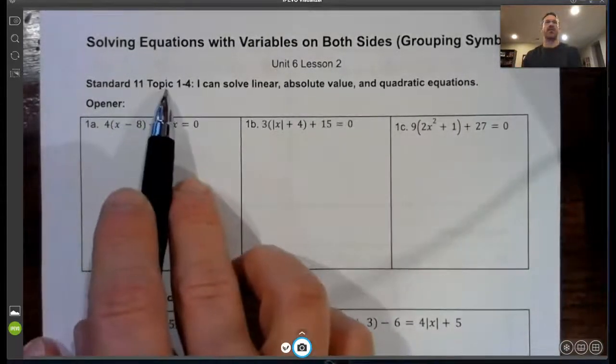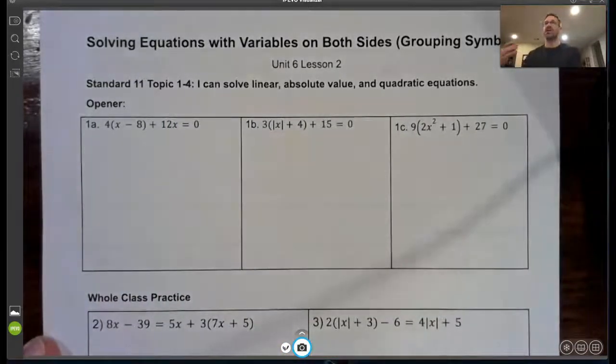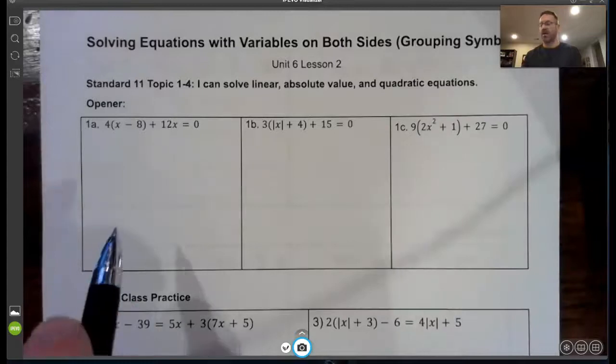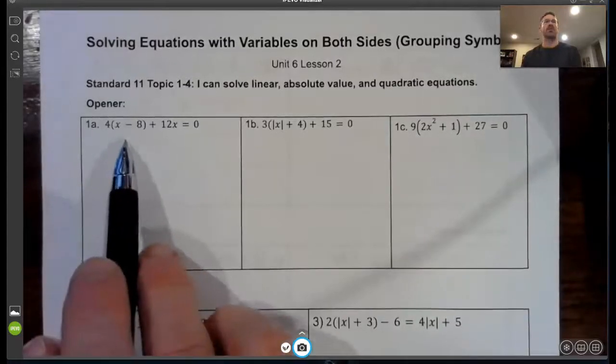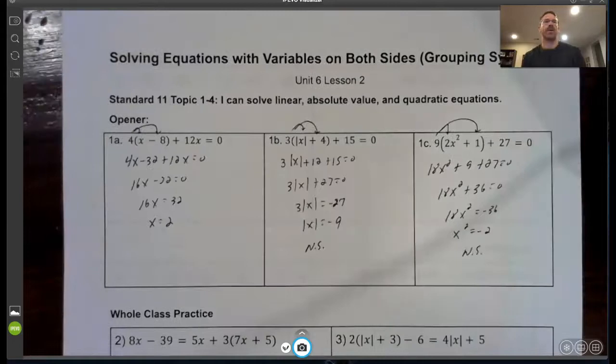Topics 1 to 4. I can solve linear, absolute value, and quadratic equations. So just to get you thinking, we're going to do some review problems here. I would like you to do the problems 1A, 1B, and 1C in the opener. Pause the video, complete those, flip it back on, and we'll see how you did. So here is my work. Let's see how your work compares.